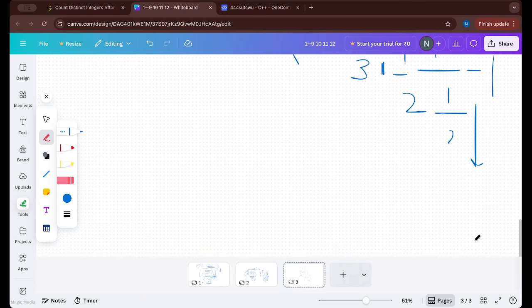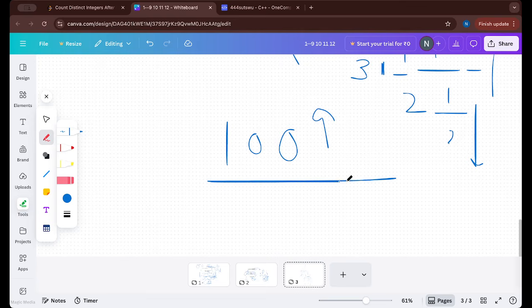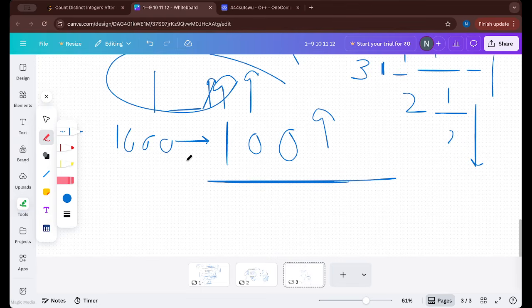So let's check the other case also. What if the number is like 1009? So now what do we have to count? We have to count 1000 to this, because all numbers from 1 to 999 are already included when we are thinking about smaller digits. So if this is the case, then what will be the answer?